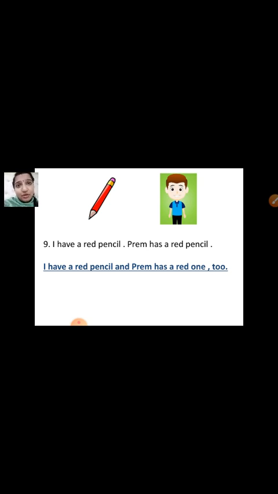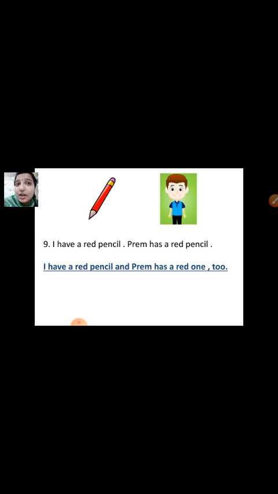Again, I am repeating this question. I have a red pencil. Full stop. Prem has a red pencil. Both are separate sentences. Yes, there are two sentences. We are going to make it into one. I have a red pencil and, A-N-D, and Prem has a red one, comma, two. Here also you are not going to repeat the object.